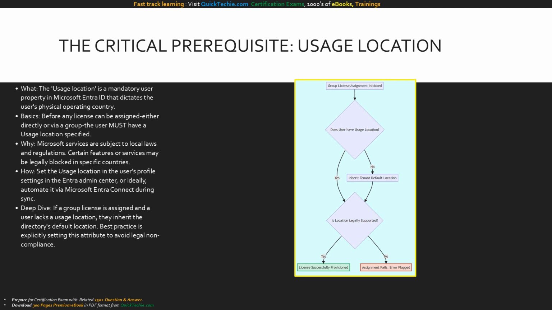Before we dive into assigning licenses, we must address the single most common reason license assignments fail: the usage location property. What is it? It's a simple two-letter country code on the user's Entra profile. However, its impact is massive. Microsoft legally cannot provision certain services in specific countries due to local laws and embargoes. Therefore, Microsoft Entra ID enforces a strict rule: you absolutely cannot assign a license to a user if their usage location is blank. If you drop a user into a license group and they lack this property, the assignment will fail and they will be flagged with an error.